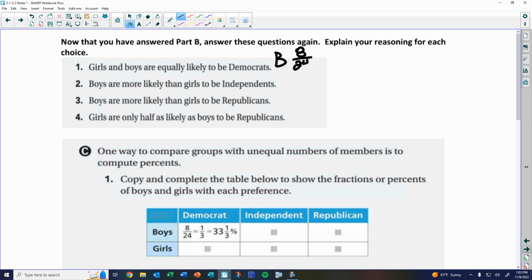24, right? Can 8 over 24 reduce to a simpler fraction? Yes. 1/3, right? Okay. And now the girls, notice that there were 8 girls that registered Democrat out of 16 total. What does 8/16 reduce to? 1/2. Now, it says equally likely. So are these two fractions the same? No, false. Because 1/3 does not equal 1/2.